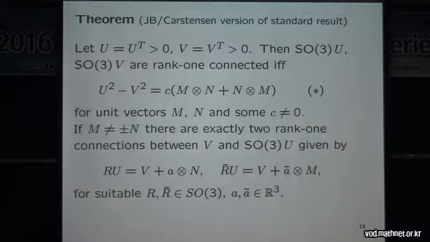So that's the answer. And if m is not parallel to n, and you take one matrix on one of the wells, say V, without loss of generality, you can take it to be V, because otherwise you can just pre-multiply everything by some rotation, then there'll be exactly two matrices on SO3U that are rank one connected to it. So there'll be sort of RU and R tilde U for different rotations.